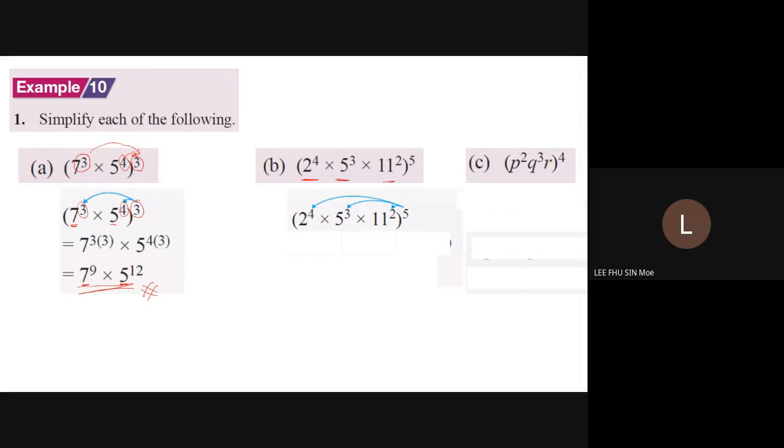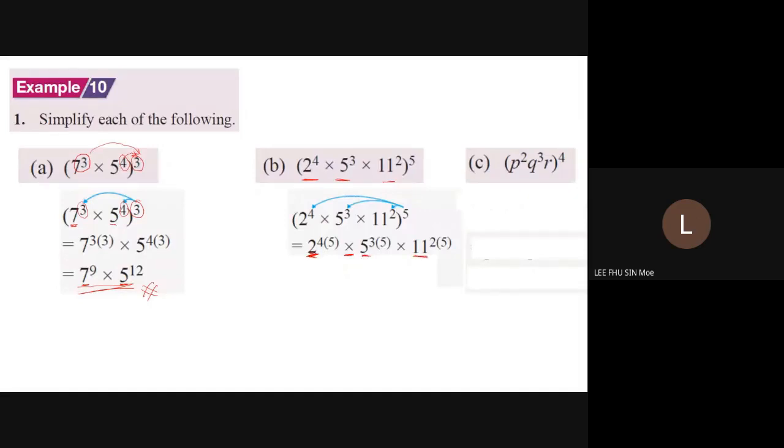For example, this one 2, 4 times 5. The multiply sign, you still copy down. You still follow the question and write down multiply. Then 3 times 5, and then 2 times 5. So I repeat again, the base you don't multiply. This one you just copy down. Salin sahaja, jangan darab.